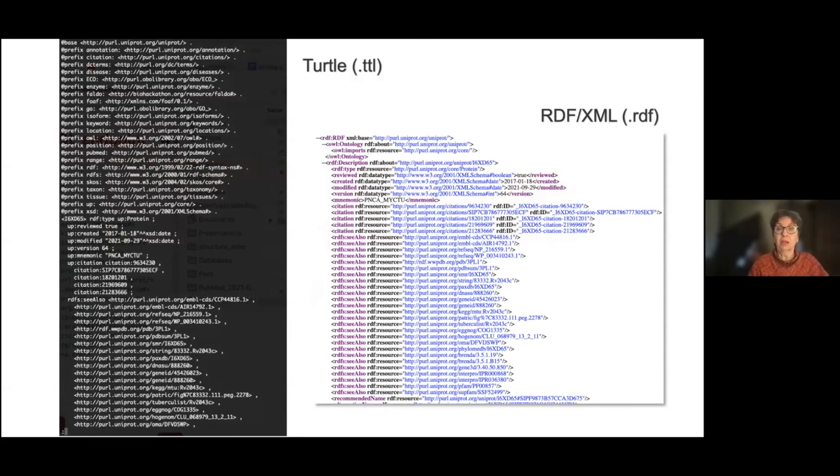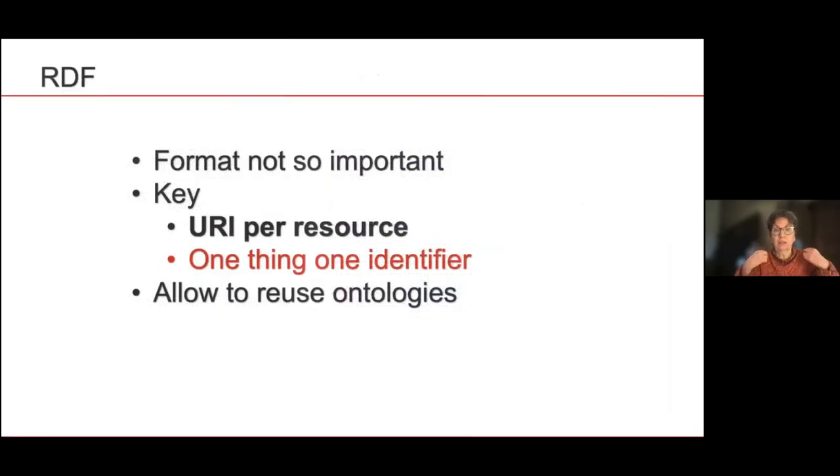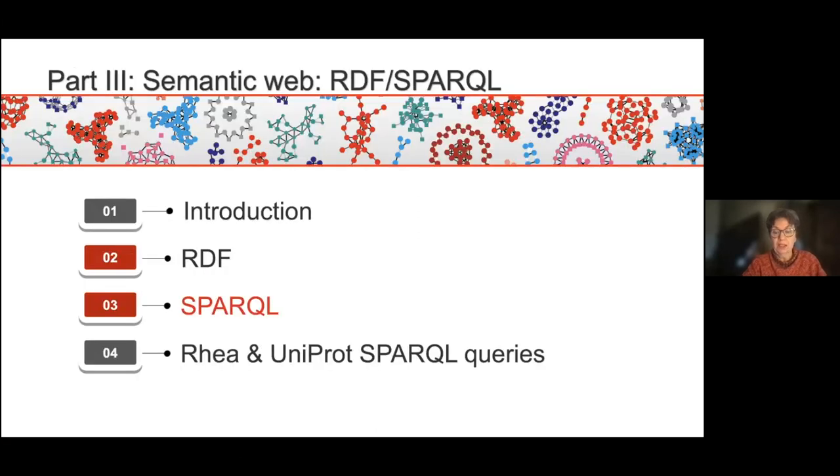There are several formats like Turtle or RDF/XML. The purpose is not to go into the detail of these formats, just to know that they exist. What is important is that in this format, we have one URI per resource: one thing, one identifier, to be sure that we can connect things together. Also, there is now a large community using the semantic web, and in some projects we can reuse ontologies that have been defined by other groups and work together in order to simplify the work. So now let's go to the next part, which is SPARQL.